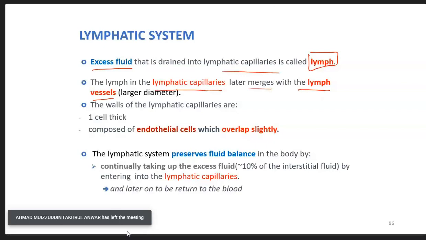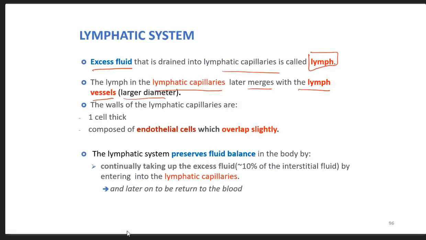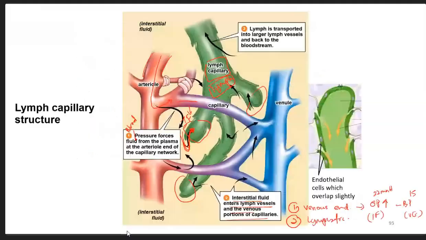Lymph vessels obviously have a larger diameter. The walls of the lymphatic capillaries are one cell thick, as we saw earlier. It is made up of endothelial cells and it is slightly overlapping. The overlapping arrangement of the endothelial cells allows fluid to enter into the lymphatic capillaries. If you see the overlapping of the endothelial cells, it only allows the interstitial fluid to enter. It cannot exit. Only enters into the lymphatic capillaries.